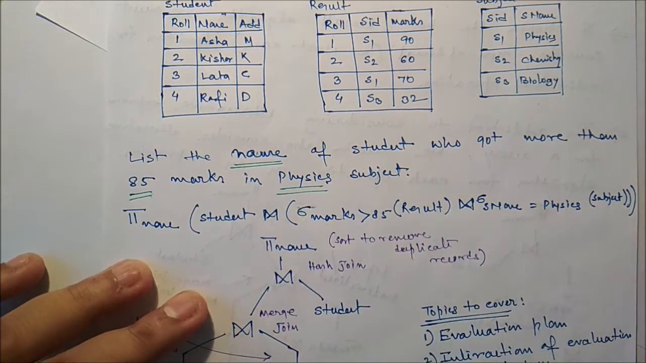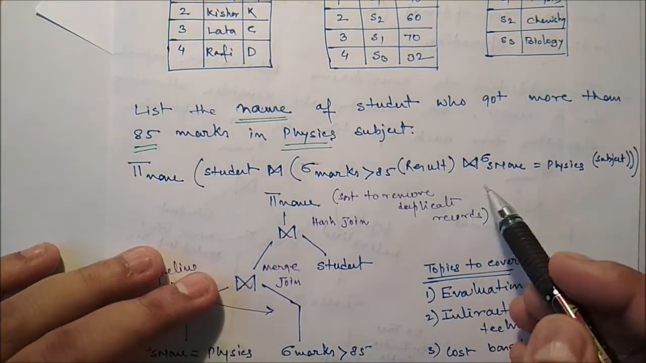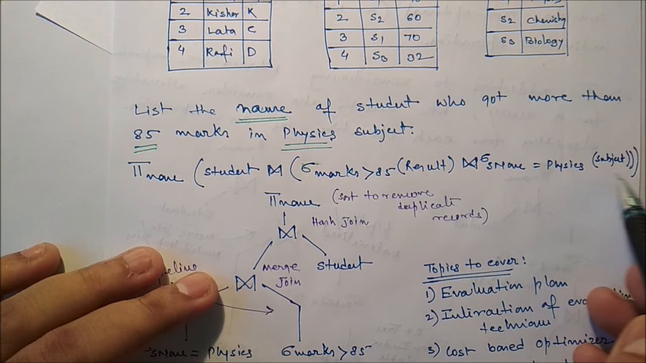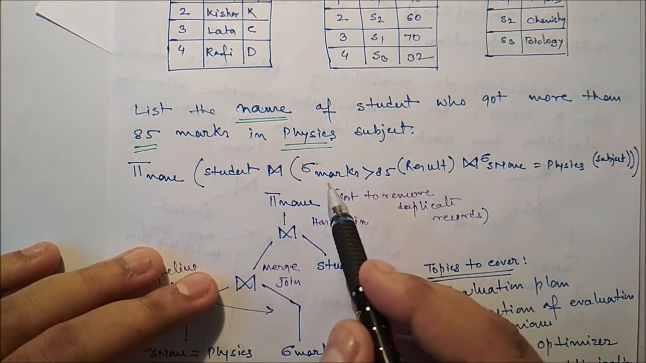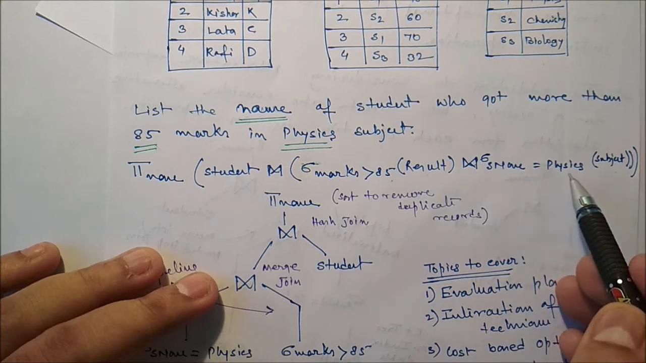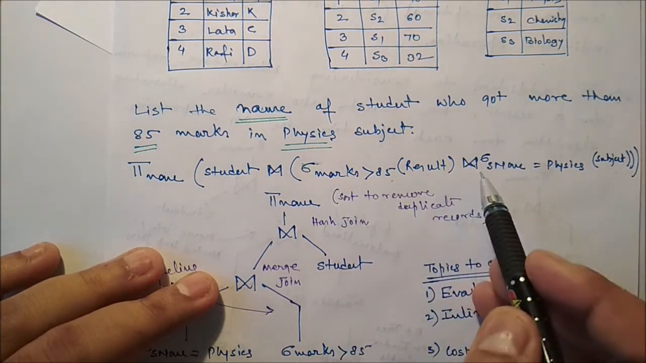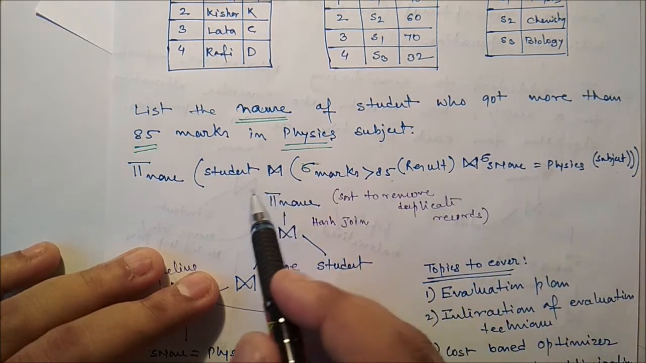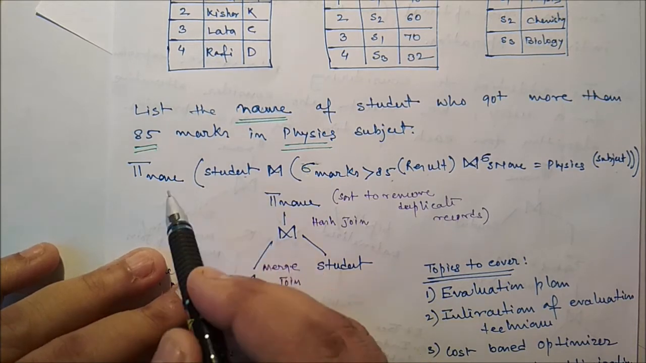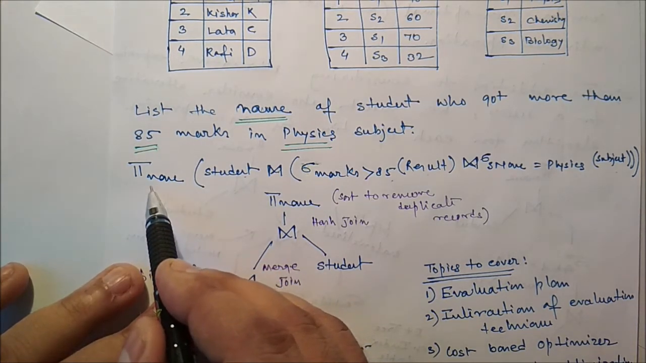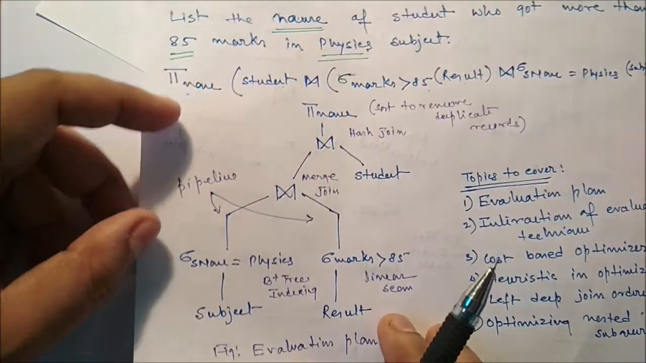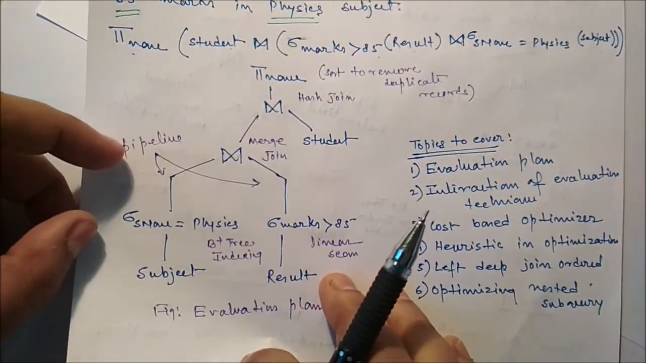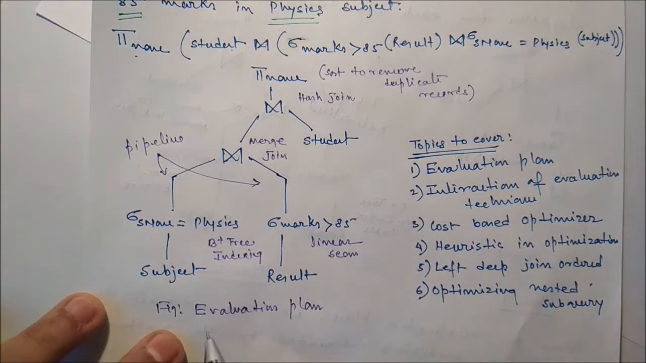Now to do this, we can merge these two tables, result and subject. Before that we have to apply the selection condition, say marks greater than 85 and subject name is equal to physics. And after that, we have to join with the student, and we need only the name of the student. For this particular relational algebra, this is nothing but our evaluation plan.